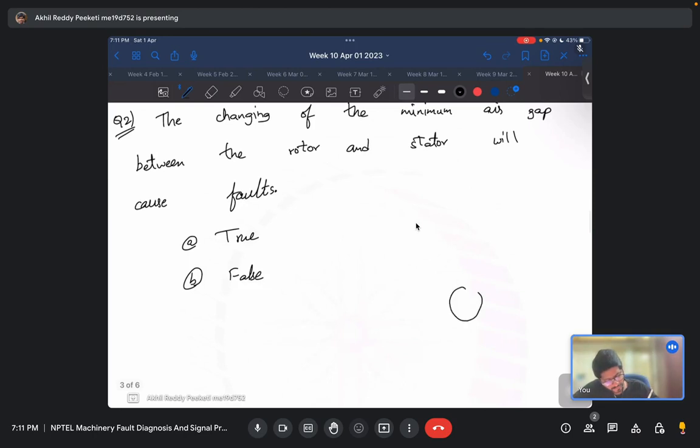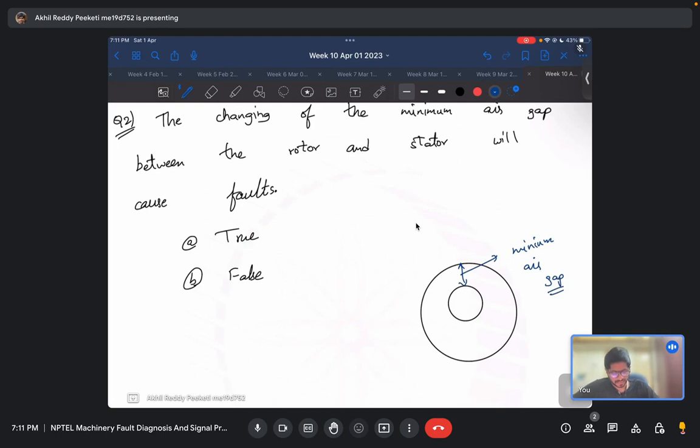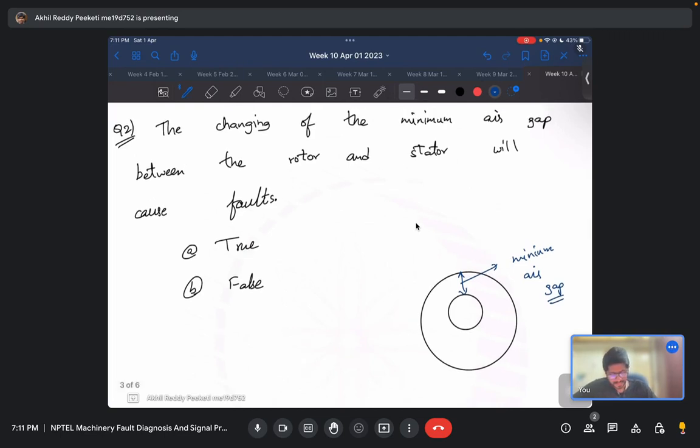So you have a rotating unit. In this case, this is the minimum air gap between the rotor and the stator. So if this air gap keeps changing, will that cause faults or not is the question. If this gap keeps on changing, the electromagnetic field between the rotor and stator changes, so that would actually cause faults in the working of the motor. So the changing of the minimum air gap will cause a fault.